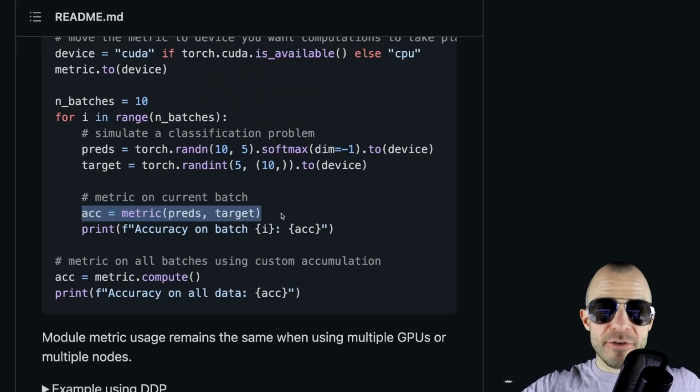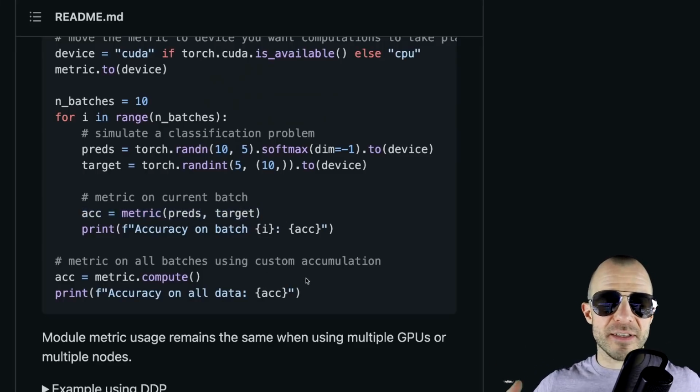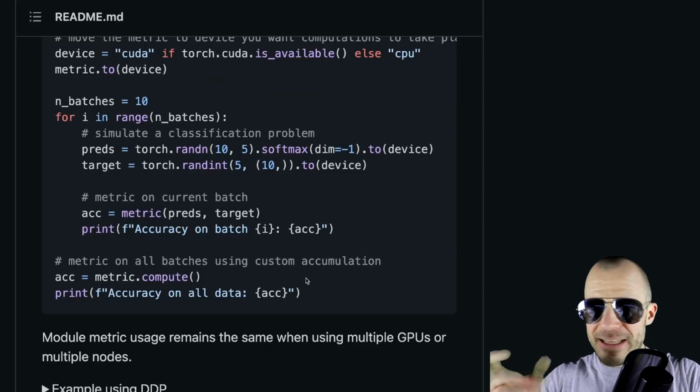It computes the accuracy on each batch, but it also keeps track of all of them. And then at the end, you can get your accuracy over all of the data. Now, if you've ever done this, you know that last batch is always trouble. If it's not exactly full, your metrics will not be perfectly accurate. And yeah, it seems like everyone in the world is just implementing the same thing. So good that there exist libraries.